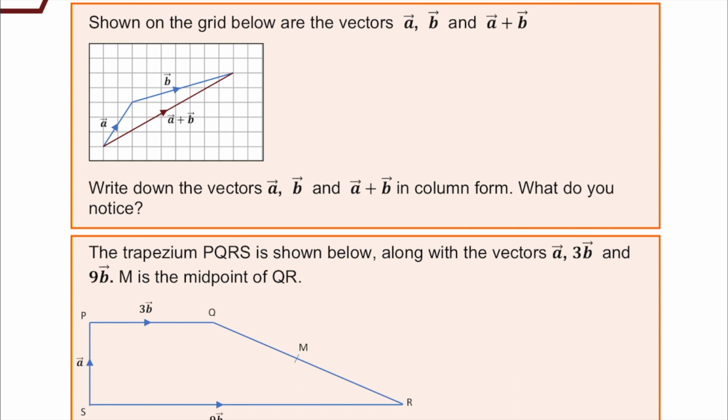So we can see that our vector A on that grid looks like it moves 2 to the right and 3 up. So let's start by writing that vector down. So vector A is moving 2 to the right and then 3 up. And our vector B, we can see from the grid, it's moving to the right quite a lot. It's moving 1, 2, 3, 4, 5, 6, 7. And it's also moving up by 2.